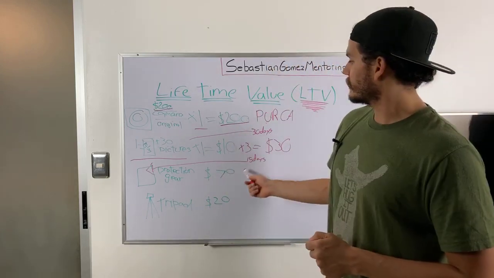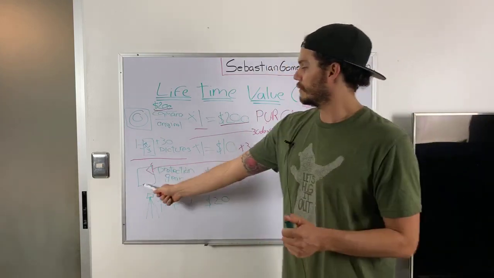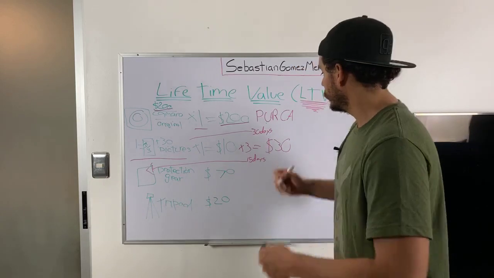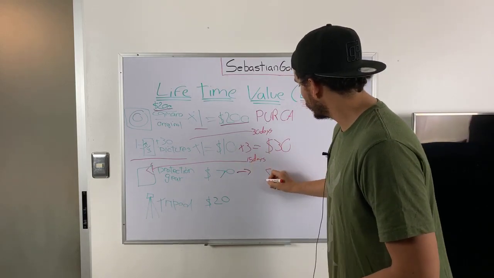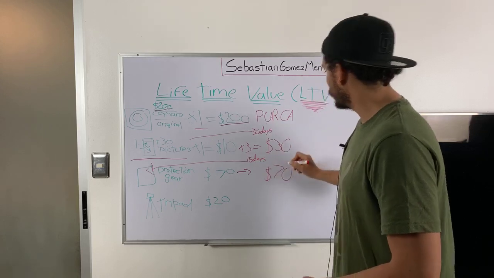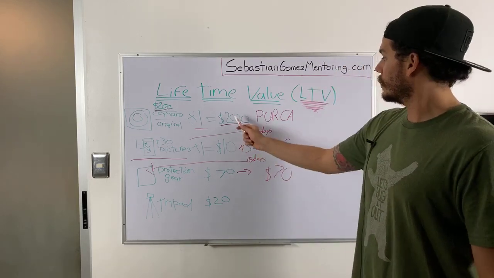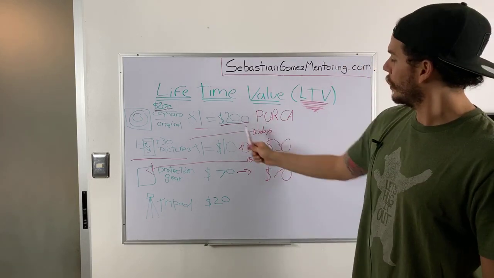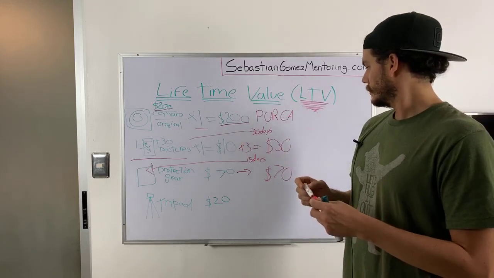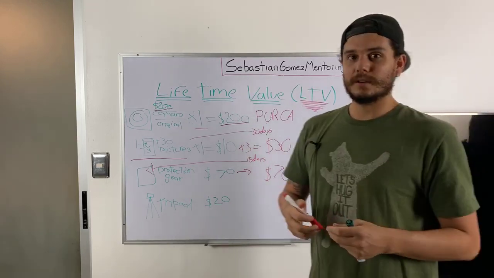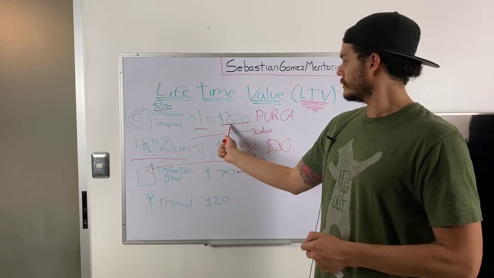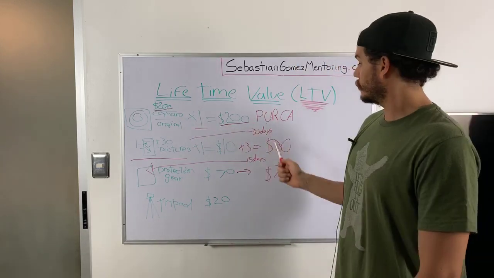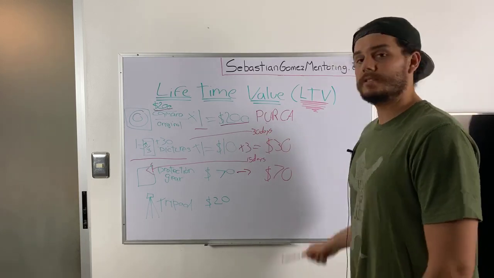So let's go back to our example. You show them another ad after 15 days for protection gear. So now they actually bought one and you sold it at $70. Okay, so now the total lifetime value for 1, 2, 3 purchases, it's $300, right? So you started at $200 and now that person spent an extra $100.